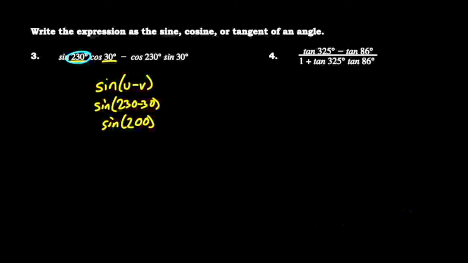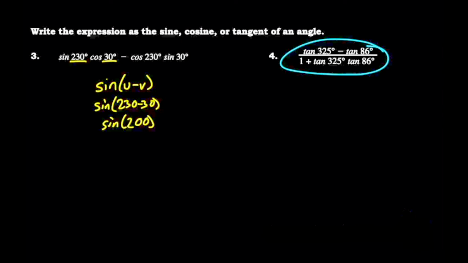Now, 230 degrees does not come from a special triangle angle, so this isn't a problem that we would have been able to do using special triangles, but it does show you how you can take a complicated expression like this and simplify it down to just one thing, like sine of 200 degrees. And we can do the same thing here.